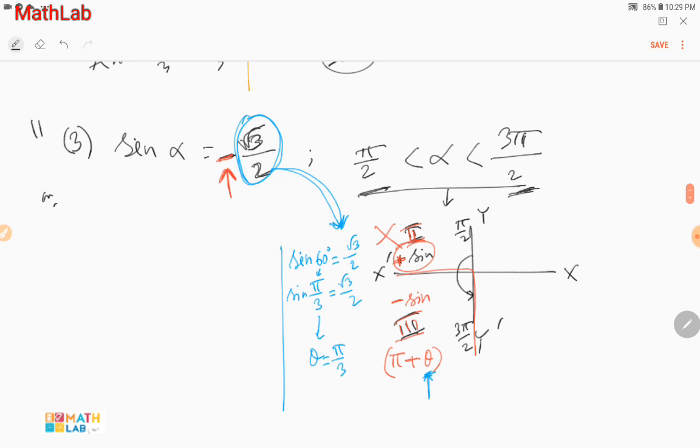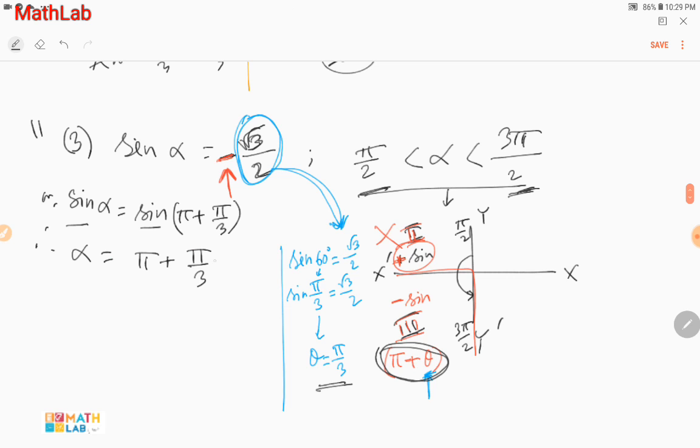Now solve this equation. Sine alpha equals sine theta for the third quadrant. Our answer will be pi plus theta, and for theta we get pi by 3. So from both sides sine cancels. Alpha equals pi plus pi by 3, that means 4 pi by 3. Okay, this is our answer. Quadrant 2 is not acceptable because in the second quadrant sine is positive.